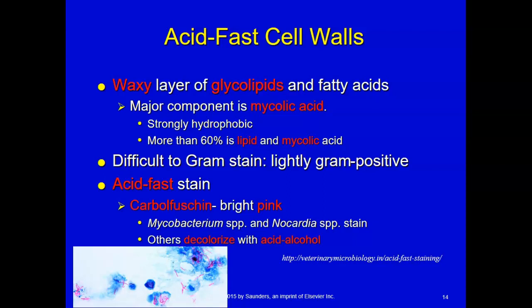The primary stain is carbol fuchsin, which is bright pink. The decolorizer used is acid alcohol, and other bacteria are decolorized by acid alcohol, but Mycobacteria and Nocardia are not, which is why they are called acid-fast.